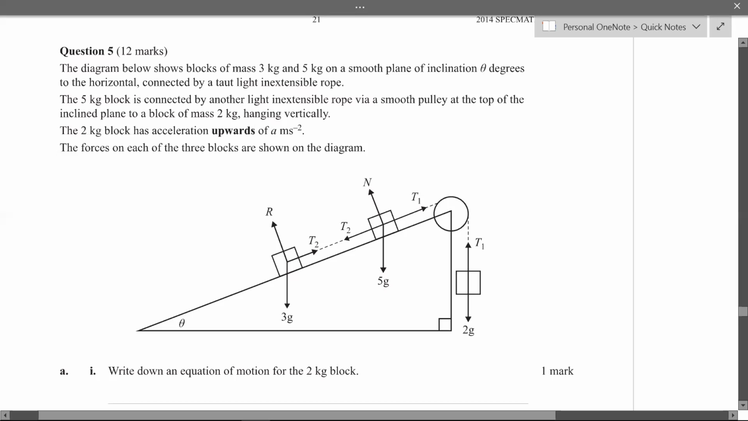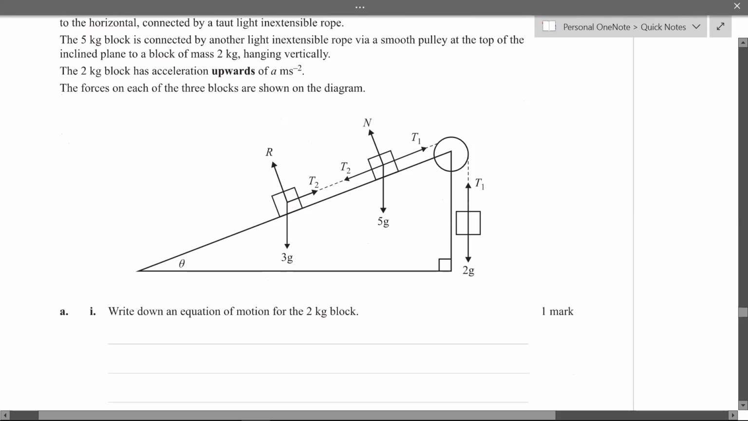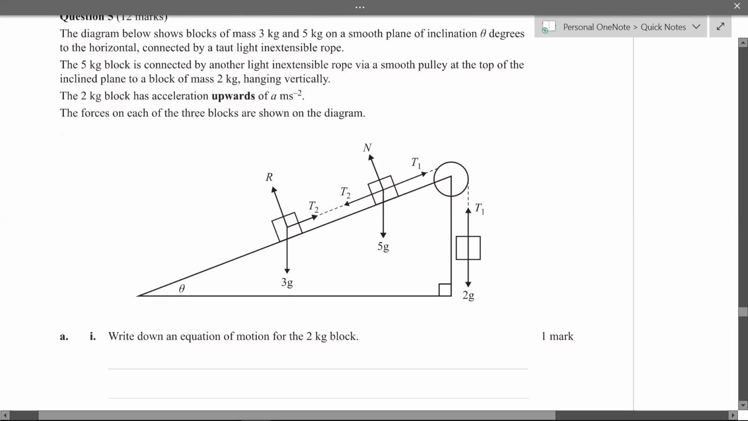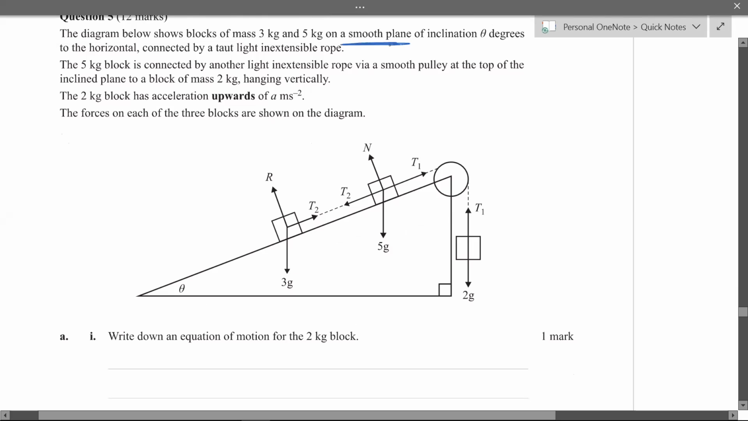Pretty good. There were no real problems with question 5. So things to highlight are, for the first part of the question, there's a smooth plane, so you can ignore any friction. And the 2 kilogram block is accelerating upwards. So you know that the whole system is going this way, and this one's going this way.